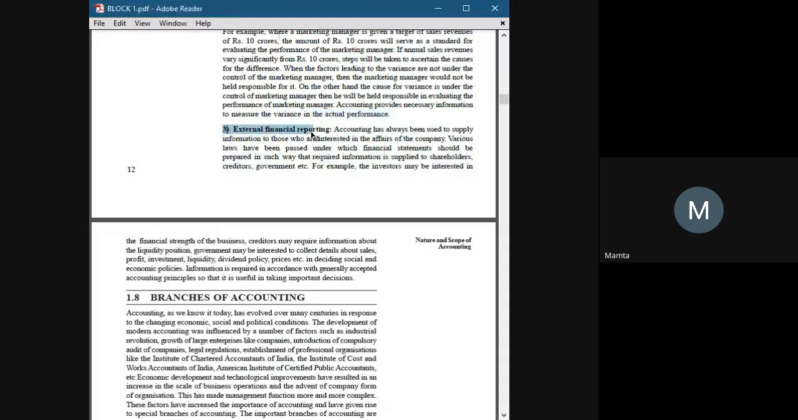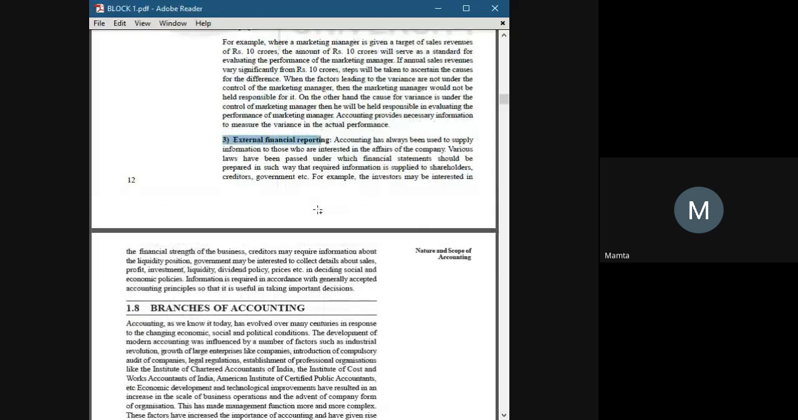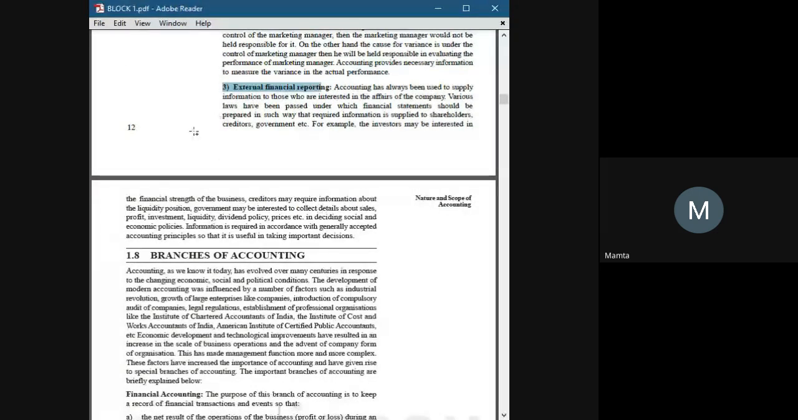External financial reporting. In this, we supply the information to third parties who are interested in our firm. I would just say, like shareholders. They are always interested in our firm and in our final accounts. Because from these final accounts, they analyze whether they want to keep their share of amount in our company, or they want to sell their share of amount.